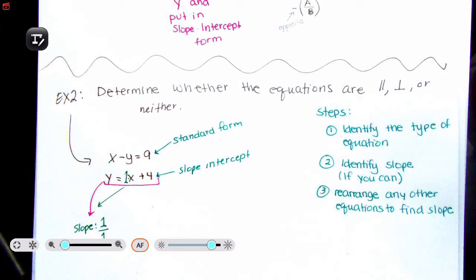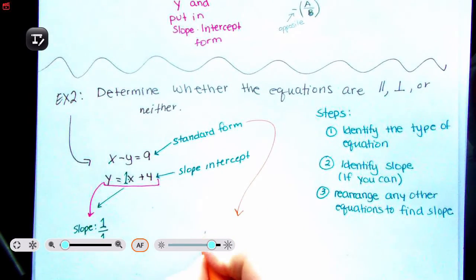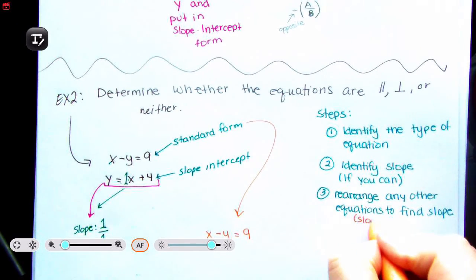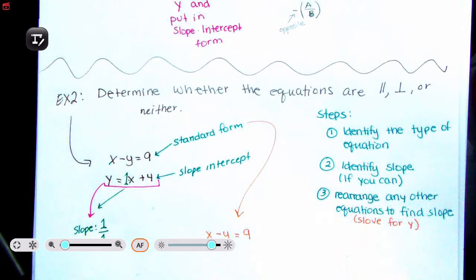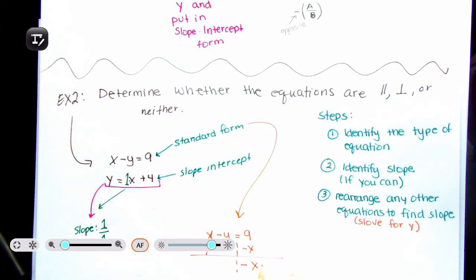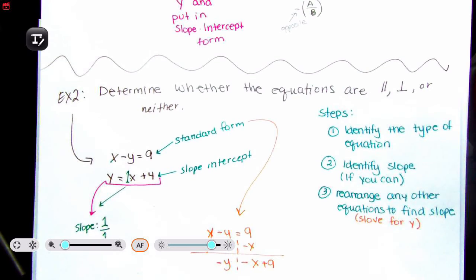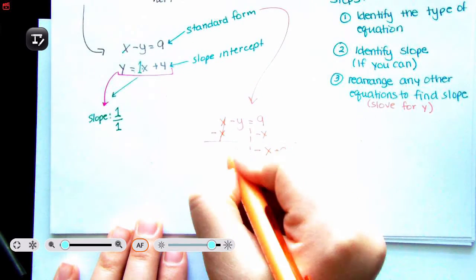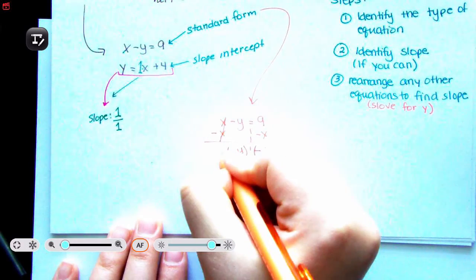So I'm going to rewrite my standard form equation, x minus y equals 9. I'm going to rearrange, and by that, I'm going to be solving for y. So how do I get y by itself? I'm going to subtract x from both sides. X goes away. I have negative x plus 9 here, and I have a minus y. So I'm going to undo that by multiplying both sides by negative 1.